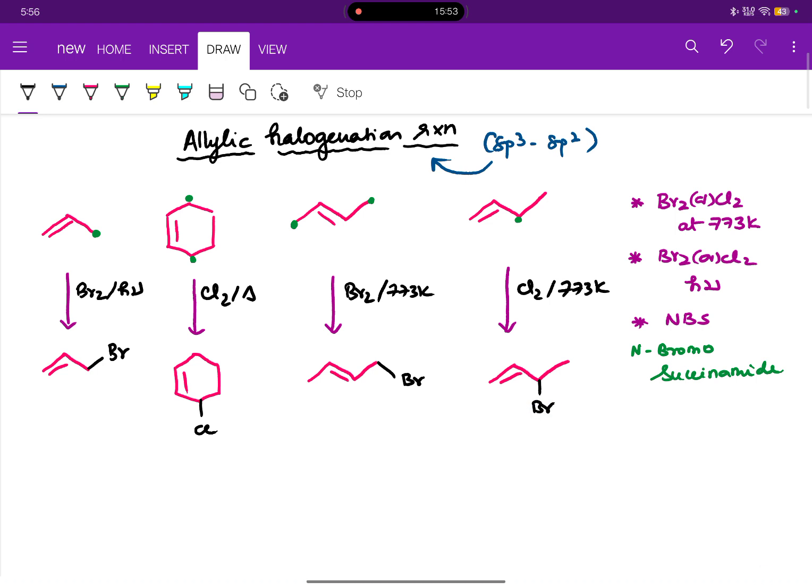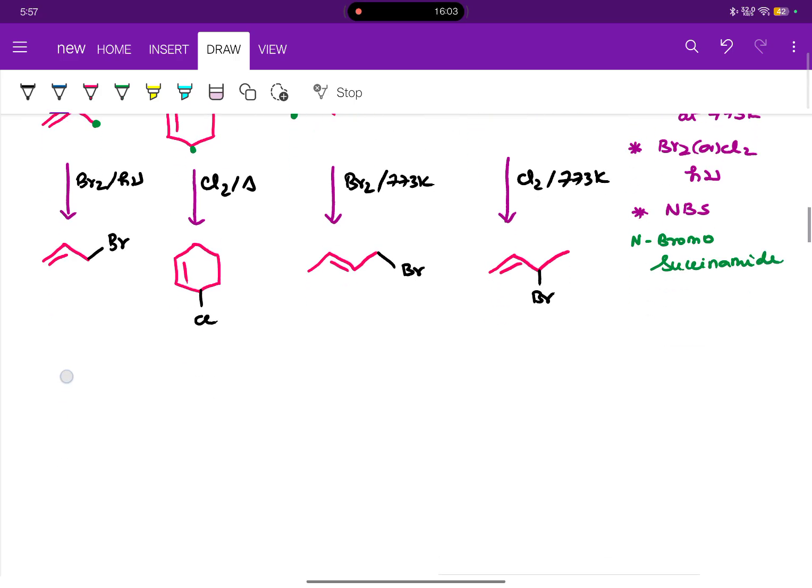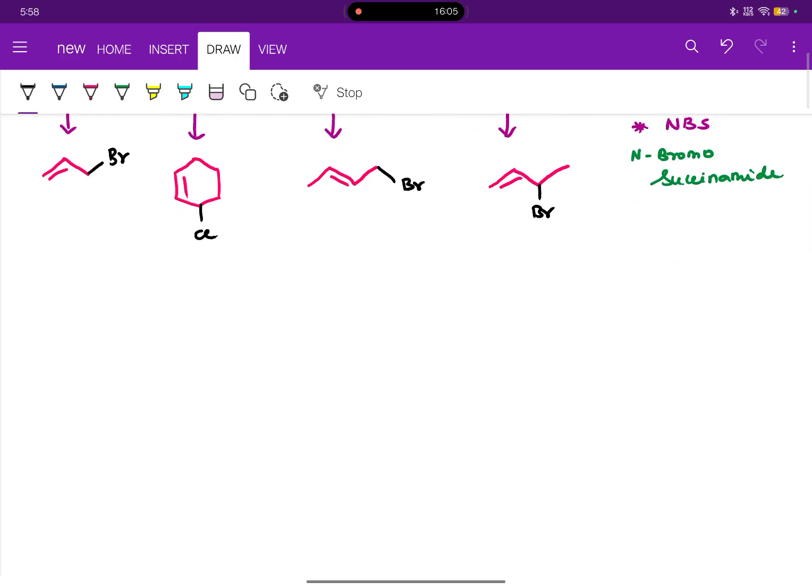I will show you how this N-bromosuccinimide is formed. First you copy this, then I will let you know. Okay. Preparing N-bromosuccinimide. So this is your succinic acid. Succinic acid is nothing but butane-1,4-dioic acid.